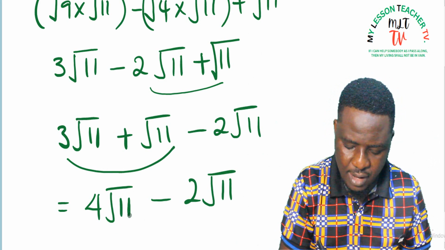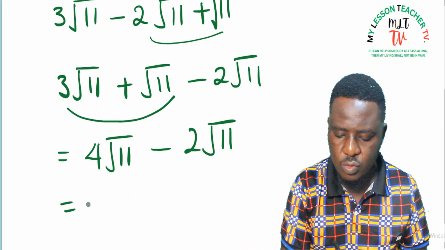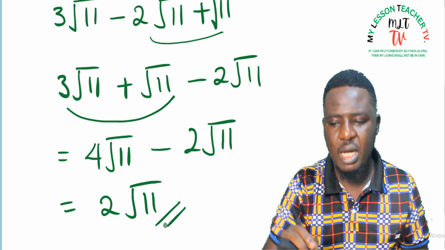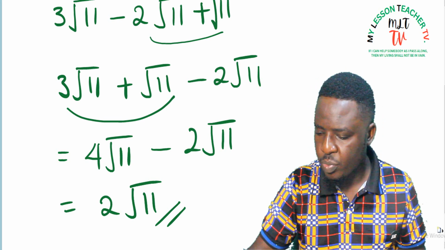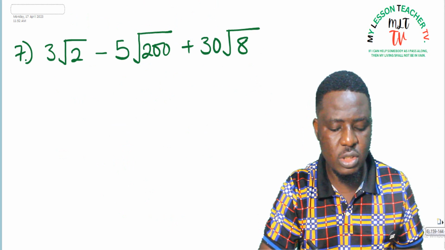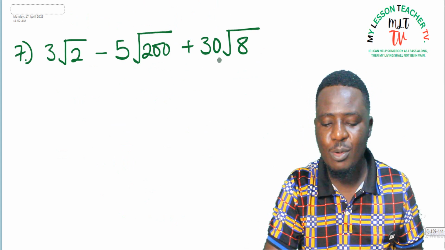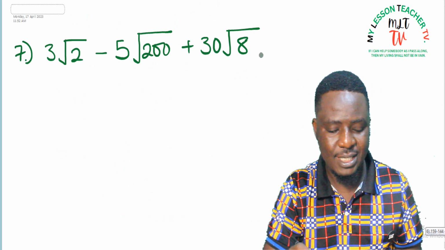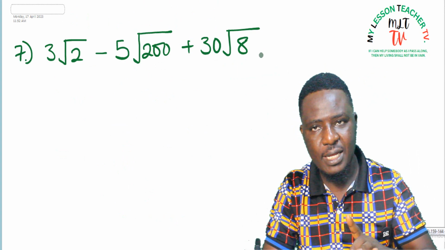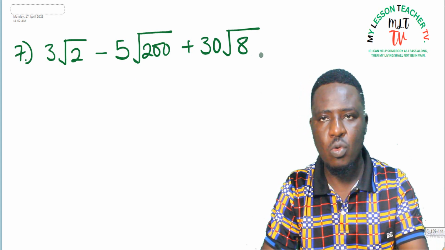So 4 root 11 minus 2 root 11 gives us 2 root 11 as our answer. Question 7. We have 3 root 2 minus 5 root 200 plus 30 root 8. Also, simplify this. Simplify each of the terms. Thereafter, you collect like terms.